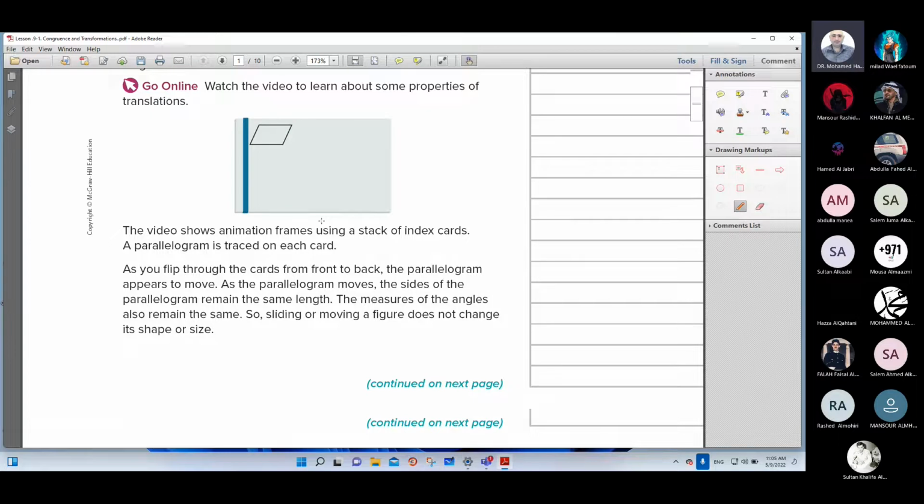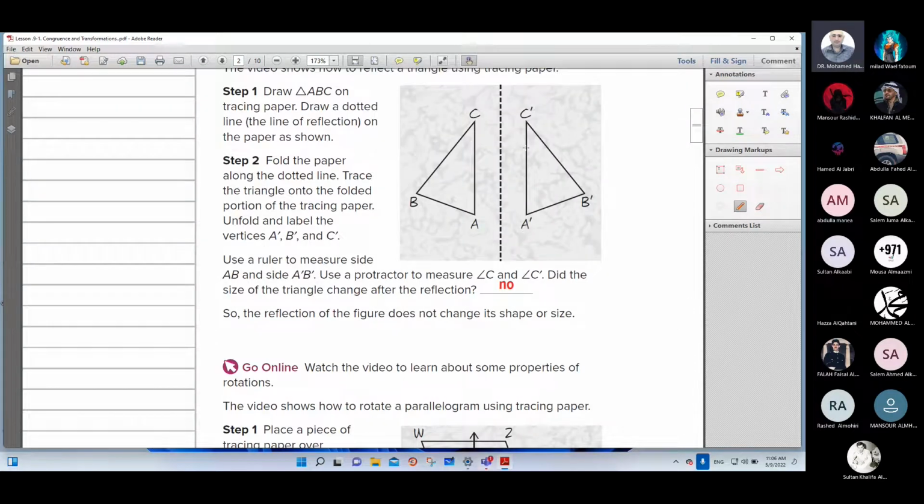Image, and we have A prime, C prime, B prime. This is the image. Who can remember what is the type of the transformation here? Yes, sir. Reflection. We have reflection, and this is the line of the reflection. As you see, we have the same size. This triangle is congruent with this triangle.